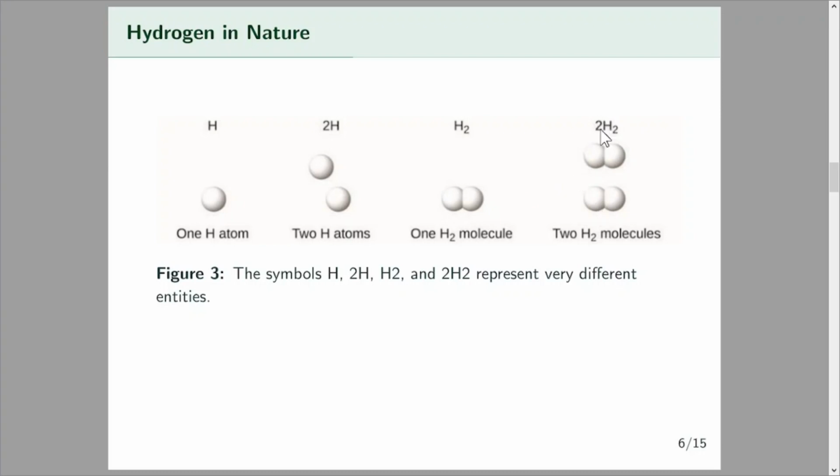The notation is telling you how many independent things there are. If you put the number on the left-hand side, this is telling you there are two independent hydrogen atoms. This is telling you there's a single hydrogen molecule with two hydrogen atoms in it. And the last one is telling you there are two individual hydrogen molecules, each with two hydrogens in it. These are all chemically very different.